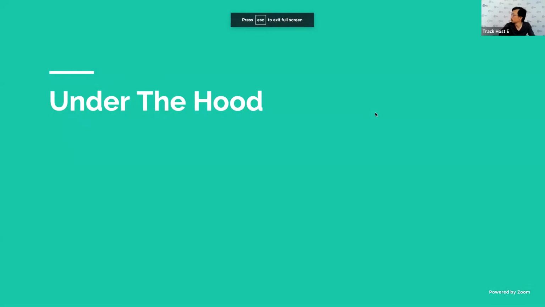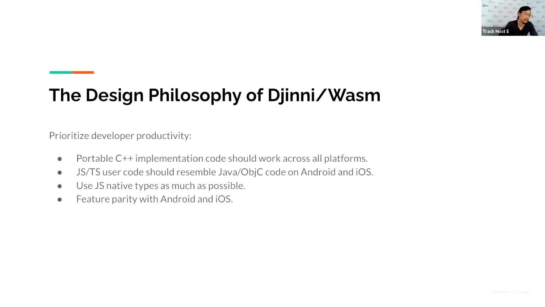So here I'm going to show you a bit how it was implemented under the hood. The design philosophy of Genie WASM is we prioritize developer productivity over other factors. So the portable C++ implementation should work across all platforms as much as possible without changing. Our JavaScript and TypeScript user code should resemble their Java and Objective-C code on Android and iOS so that people can have a very easy time switching to a new language. We use JavaScript native types as much as possible. We don't want to wrap C++ types. We just use native types. We want to reach feature parity with Android and iOS so that everything can be ported over easily without missing features.